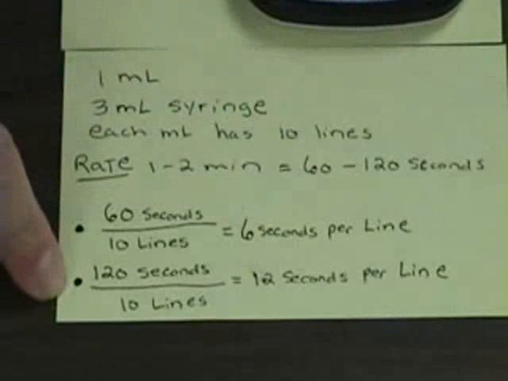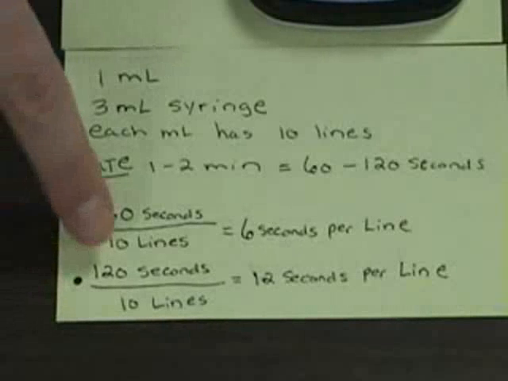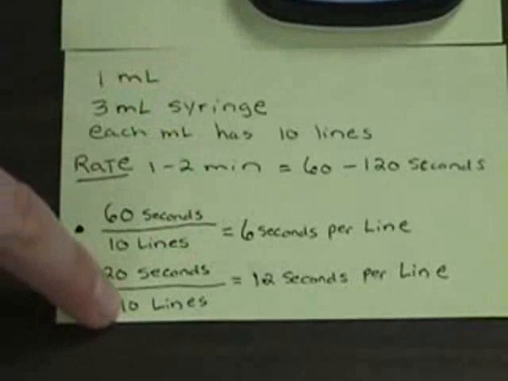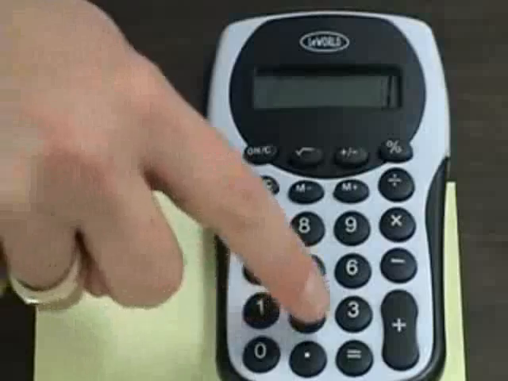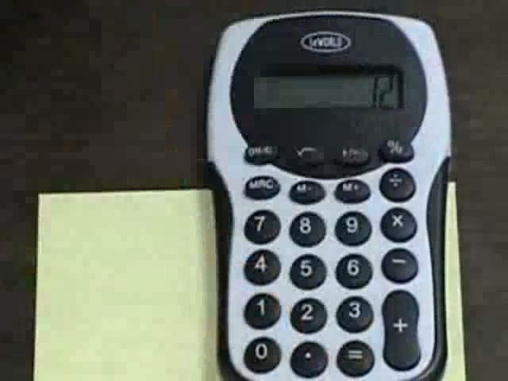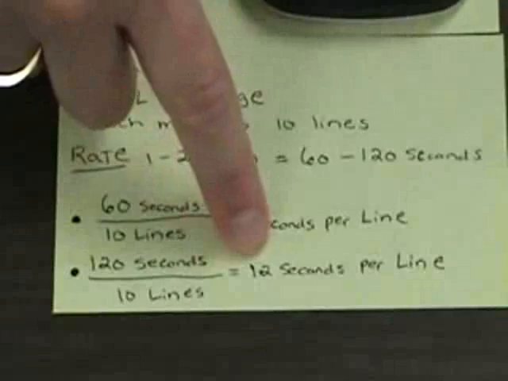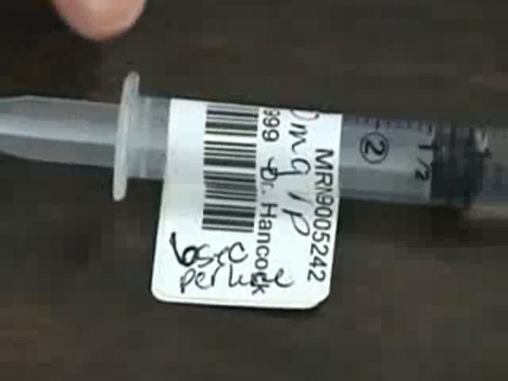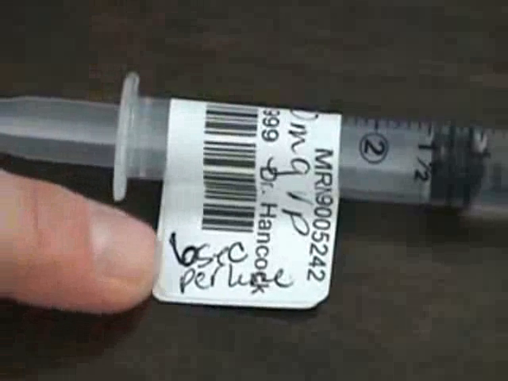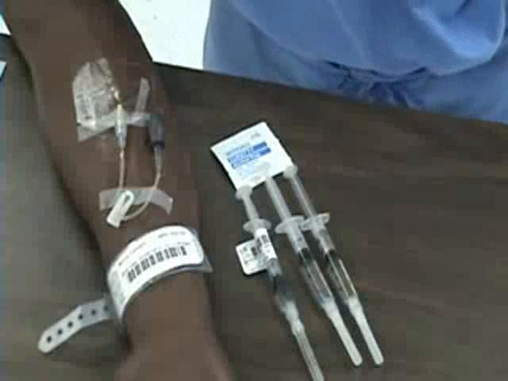If I want to push this medication over 2 minutes, I will set up my problem of 120 seconds over 10 lines. 120 divided by 10 equals 12. Therefore, the rate that I will push the medication is 12 seconds per line. I have chosen to push this medication over 1 minute, and I have written on my label the calculation of 6 seconds per line.